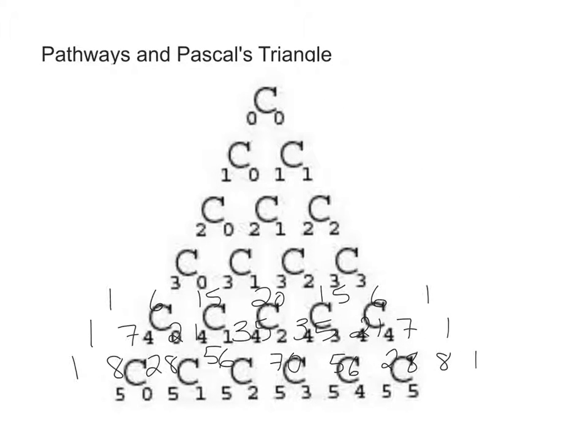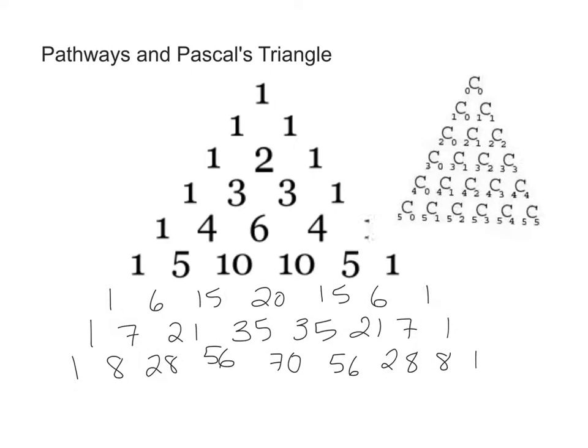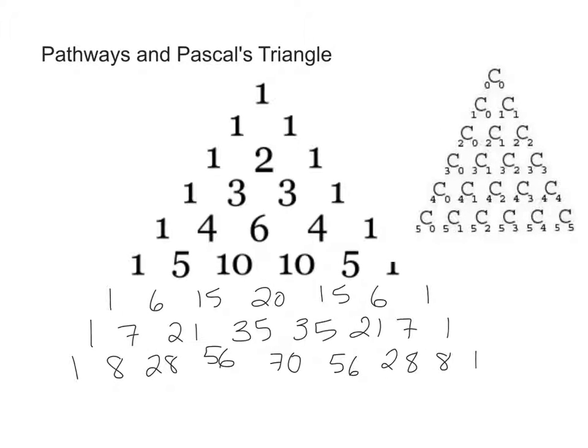0 choose 0. 1 choose 0. 1 choose 1. 2 choose 0. 2 choose 1. 2 choose 2, and so on. If we just put that beside, these numbers match up. So 0 choose 0 is 1. 1 choose 0 is 1. 1 choose 1 is 1. 2 choose 0. 2 choose 1. 2 choose 2. 3 choose 0. 3 choose 1. 3 choose 2. 3 choose 3. That's where the numbers actually come from, but Pascal noticed that they also make this other pattern.